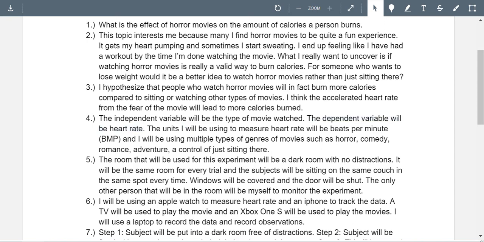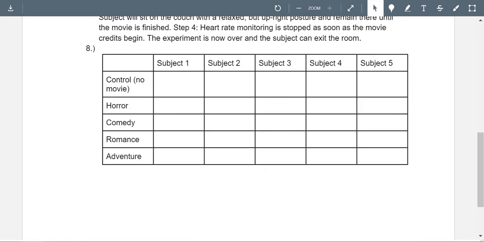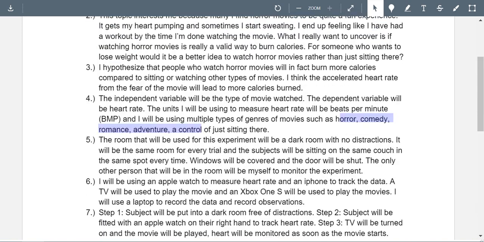You said, "The units I will be using will be heartbeats per minute." Okay, and again, we don't need to write all this. It's kind of redundant. You can do it in your background up here, but for this part, just make sure you put BPM after heart rate. You said, "I will be using multiple types of genres, such as," okay, so this here, the genres, you should just list them right after your independent variable, and it's what should be on your title or your table here. See the table? That should be right after your independent variable right there.